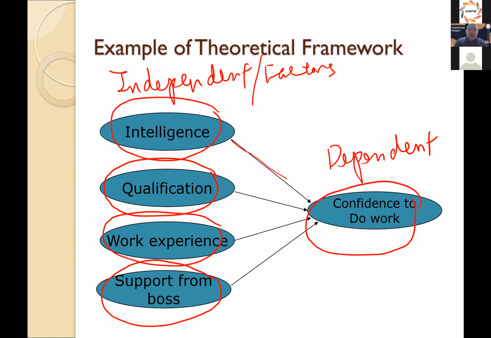The arrow has to come here, not the other way around. So what does that mean? That means intelligence will affect your confidence in doing work. Your qualification will affect your confidence. Your work experience in the past will affect your confidence. Your support from the boss affects your confidence.